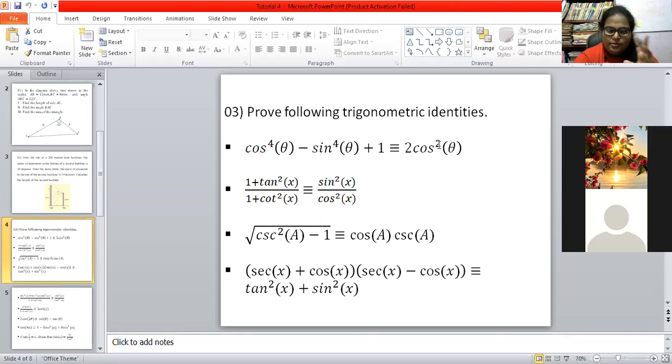Before proving these things, I will recall your memory about the things. Harsha is saying the word. Yes, Harsha, you are correct. And I will recall your memory about the trigonometric identities that you have learned here, right? So let me show you the whiteboard.